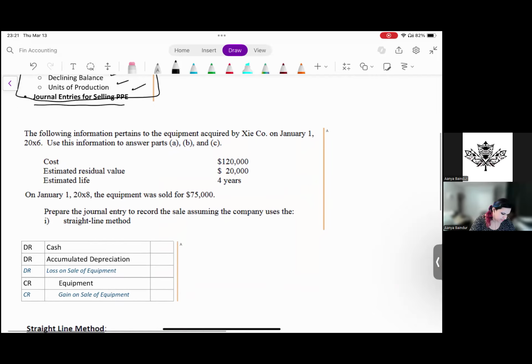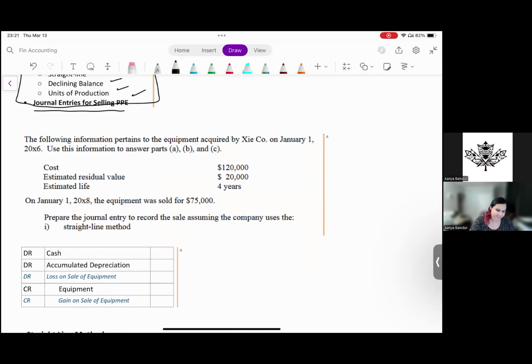So this is a fairly simple question. It tells us that the company purchased some equipment. The original cost of the equipment was 120,000. It had a residual value of 20,000, and we estimated it could last 4 years. After this, the equipment was finally sold for 75,000. We need to know what the journal entries involved are. The company uses, and let's assume that they're using, the straight line method. So let's get started.